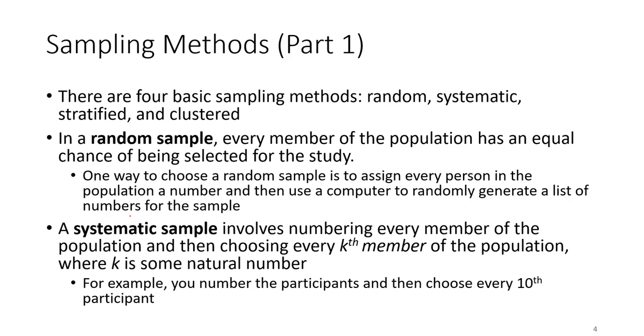The first is what's known as a random sample, and this is where every member of the population has an equal chance of being selected for the study. One way to choose a random sample would be to assign every person a number and then have a computer or something else randomly choose a number, and those numbers that are chosen would be the ones that make up your sample. In this way, every person has an equal probability of being selected.